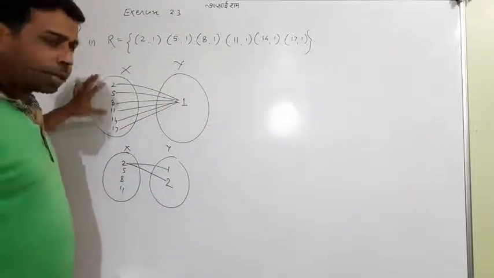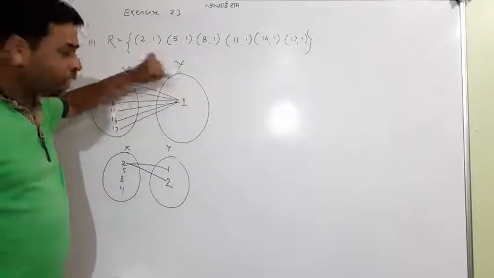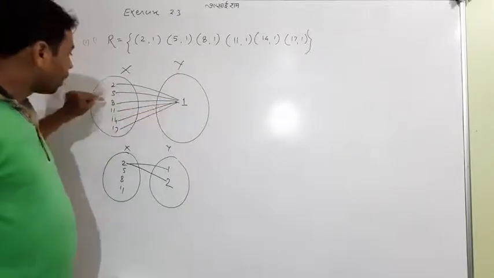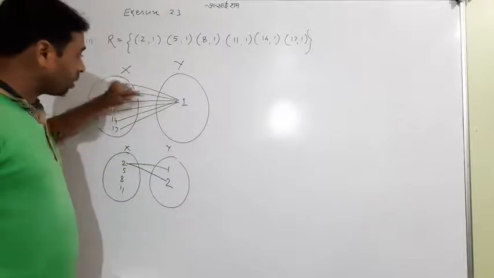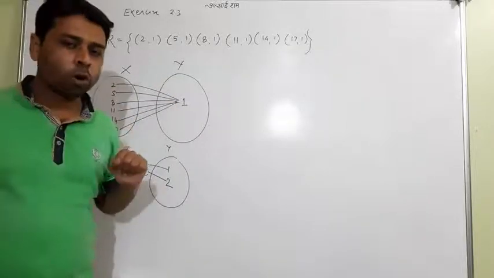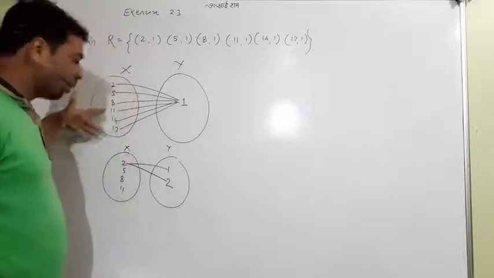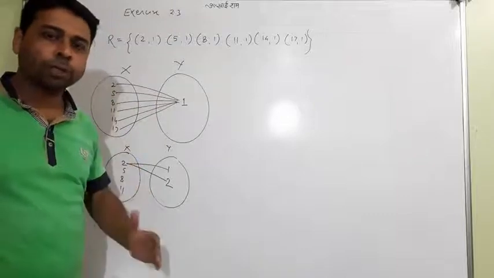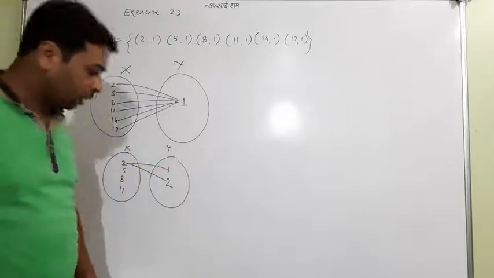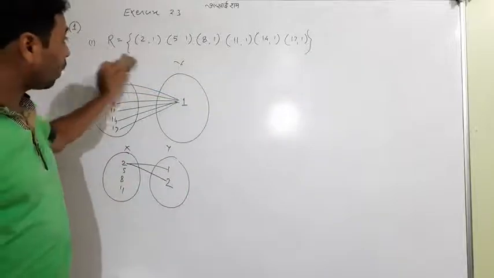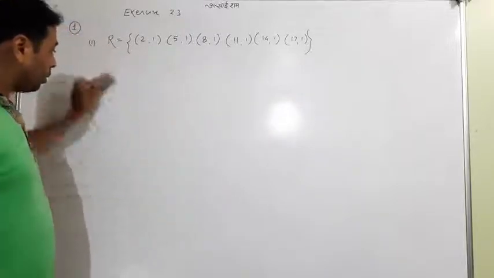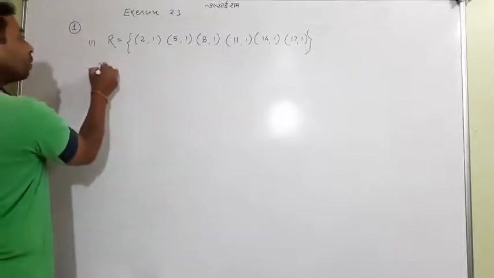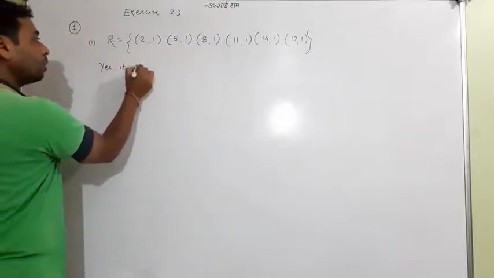But in our question you can say that the image of 2 is single. Even if the image of 5 is the same, still the image of 5 is single. The image of 8 is unique, the image of 11 is unique. This whole is called a function, because all elements of the first set have a unique image in the second set. So it is a function. Now, because this X and this Y are not given in the question, we will see what the domain is. Yes, it is a function.